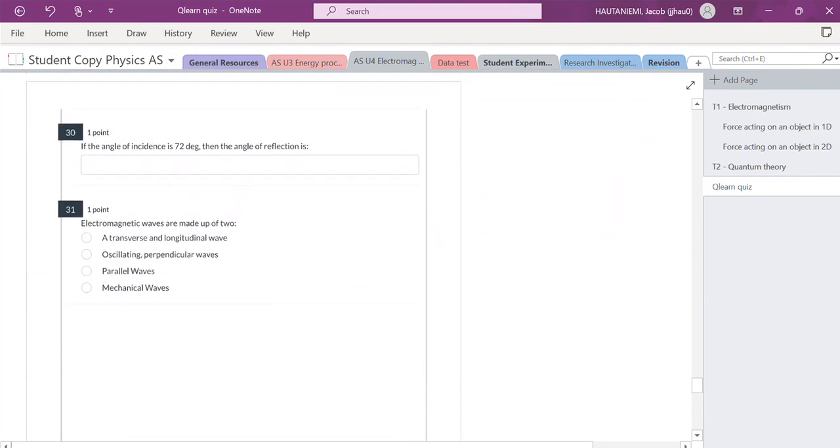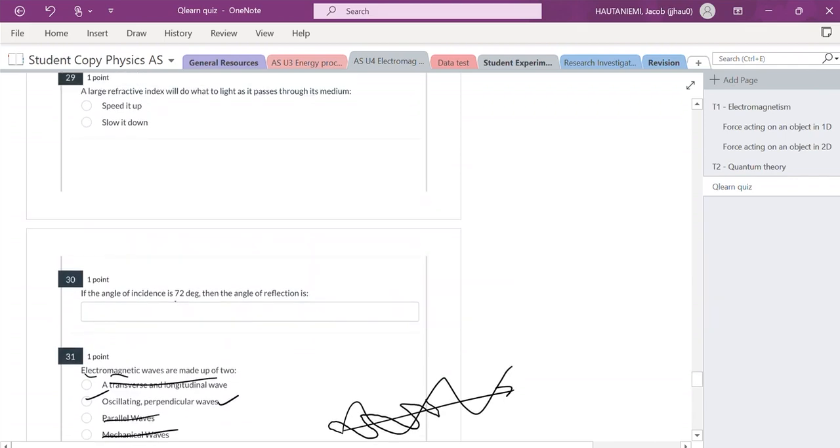Electromagnetic waves are made up of two what? Transverse longitudinal wave? Incorrect, absolutely not. You guys aren't looking at mechanical waves. Oscillating perpendicular waves, that's definitely true. You've got the electromagnetic field, you've got electro and magnetism. They aren't parallel, so if I've got a particle going this way, you'll have maybe electricity going that way, and then the other one's going this way. They are 90 degrees. And they aren't mechanical waves, so it's that one.